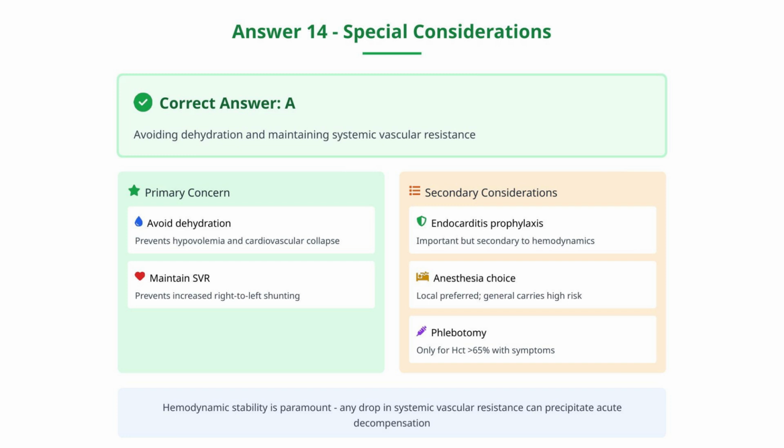Avoiding dehydration and maintaining systemic vascular resistance are critical in the perioperative management of Eisenmenger patients. Decreased systemic vascular resistance or hypovolemia can worsen right-to-left shunting, leading to increased cyanosis and potential cardiovascular collapse. While endocarditis prophylaxis is important, maintaining hemodynamic stability is the primary concern. General anesthesia carries significant risks and should be avoided when possible. Phlebotomy is only indicated for symptomatic hyperviscosity with very high hematocrit values, typically above 65%, as routine phlebotomy may lead to iron deficiency and paradoxically worsen symptoms.